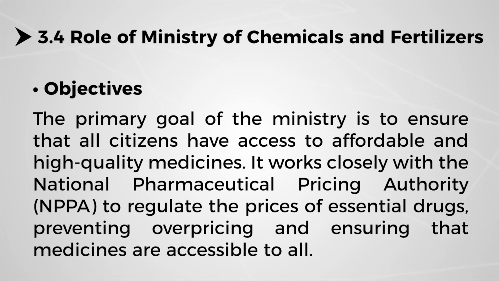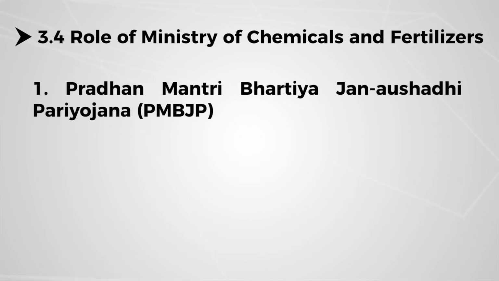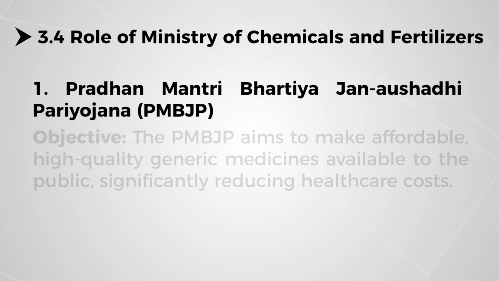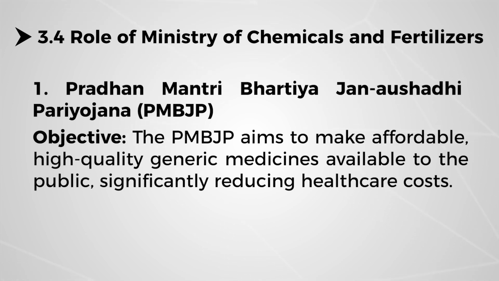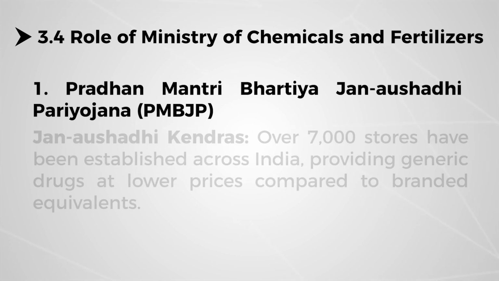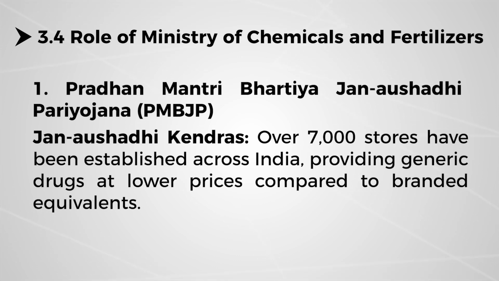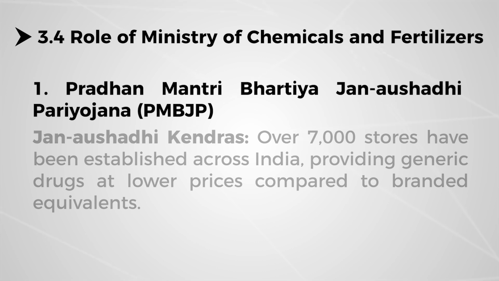What are the key initiatives? Pradhan Mantri Bharatiya Janaushadhi Pariyojana. So what are the objectives? PMBJP aims to make affordable, high-quality generic medicines available to the public, significantly reducing healthcare costs. Over 7,000 Jan Aushadhi Kendras have been established across India, providing generic drugs at lower prices compared to branded equivalents.